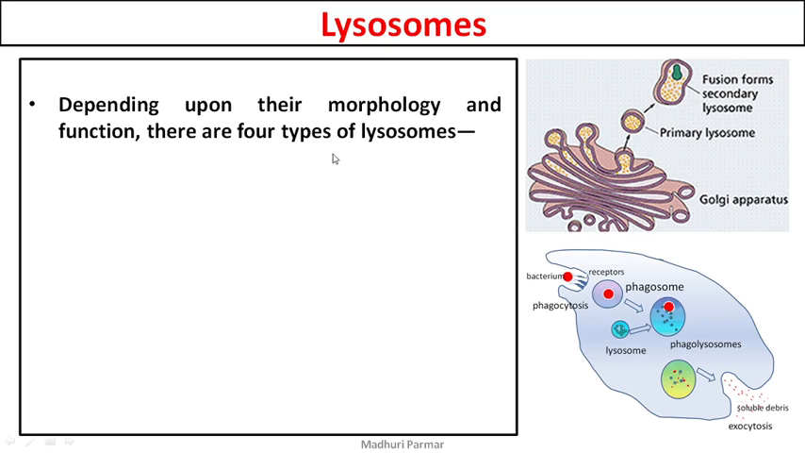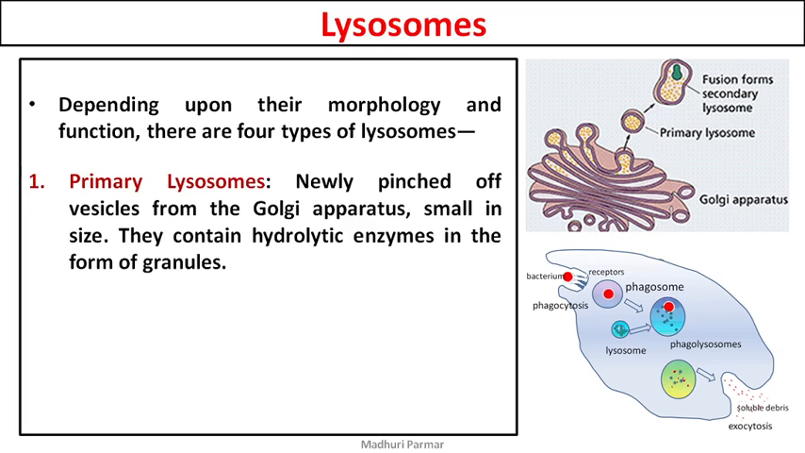Depending upon their morphology, that is, their structure, depending on where they are found, how they look, and their function. Depending on their structure and function, there are 4 types of lysosomes. It is easy to remember. You will not have any problem. Do not worry, just understand it clearly.